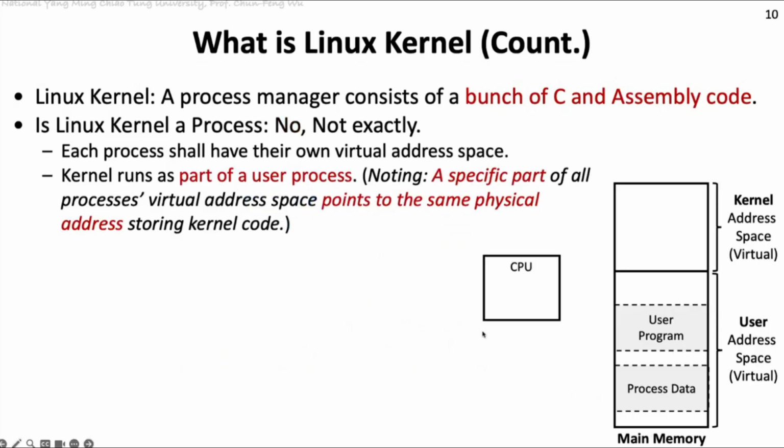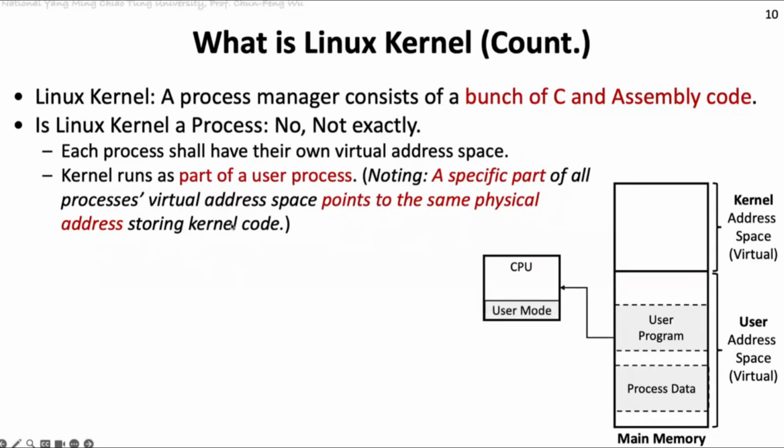So here are some descriptions. The kernel runs as part of a user process. There is a specific part of every process's virtual address space pointing to the same physical address storing the kernel code. This is just a brief description, and we'll come back to it in the later weeks to introduce in depth what this sentence means, and how to map the Linux kernel code to all the processes.